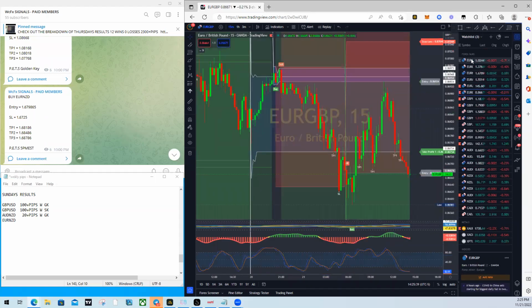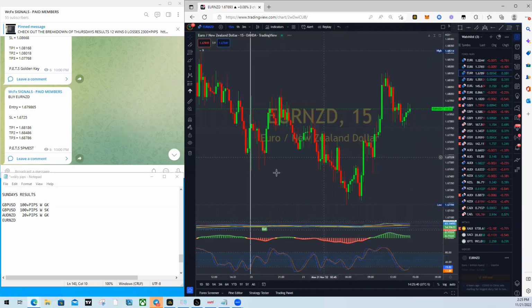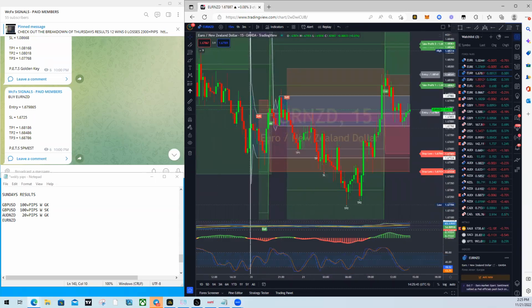Where's Euro NZD at? Euro NZD was a buy, and it looks like it might have hit the stop loss. Entry, this is the 5 p.m. BO, which was this buy here, and then it hit the stop loss. Hit our stop loss, right? So that's a stop loss of about 40 pips, I would say.